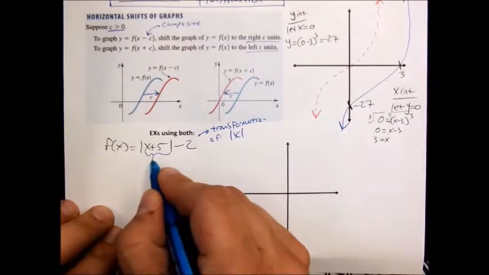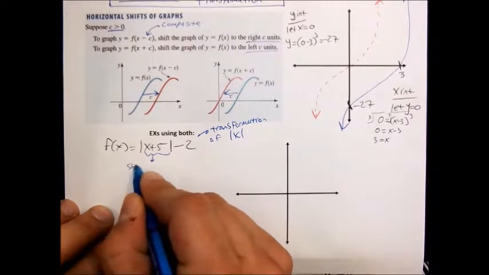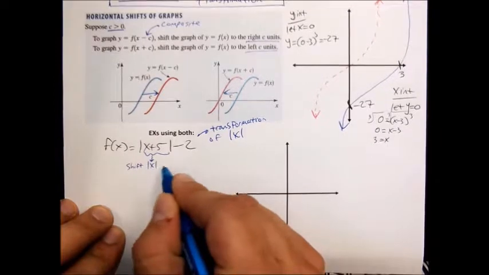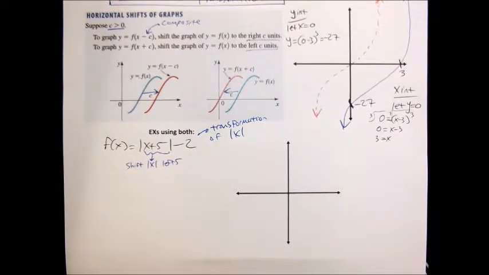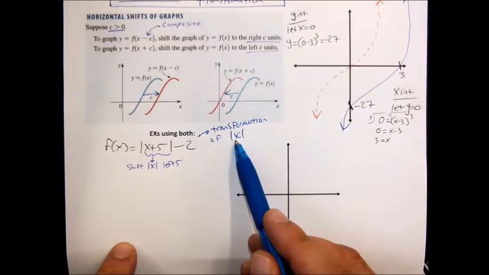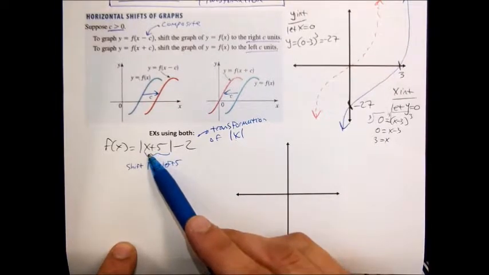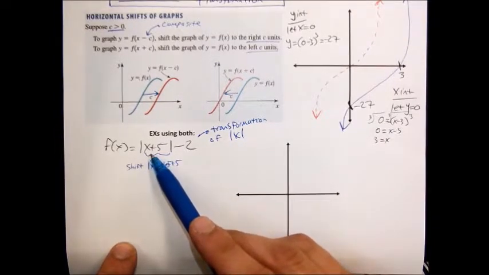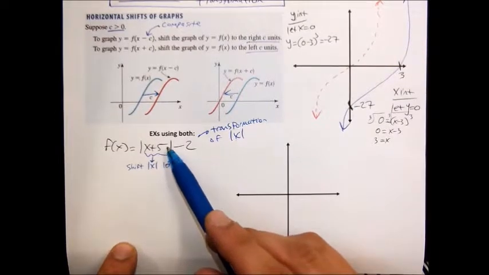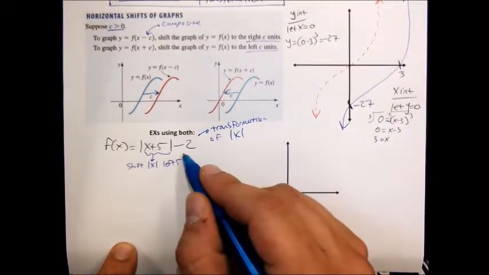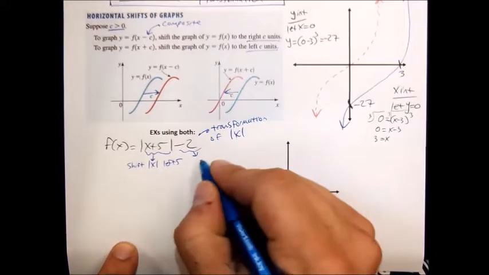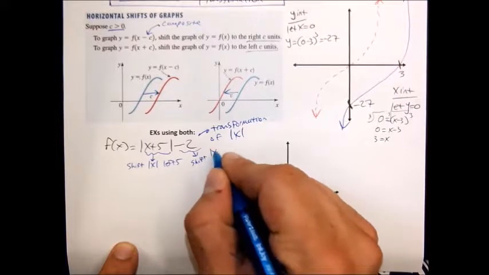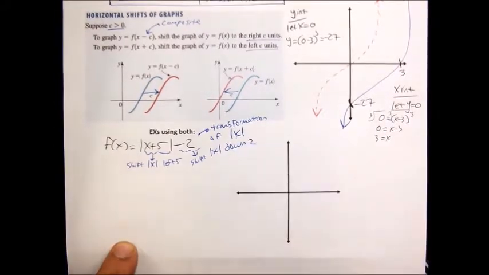Yes, this is shifting absolute value to the left 5. Because we have an x plus 5, and it's inside the absolute value. This is like if f of x was absolute value of x, f of x plus 5 would be absolute value of x plus 5. So this is a left shift, again, because it's inside the absolute value. Because the minus 2 is outside of it, that's what's moving it down. And so this is going to shift absolute value down 2.